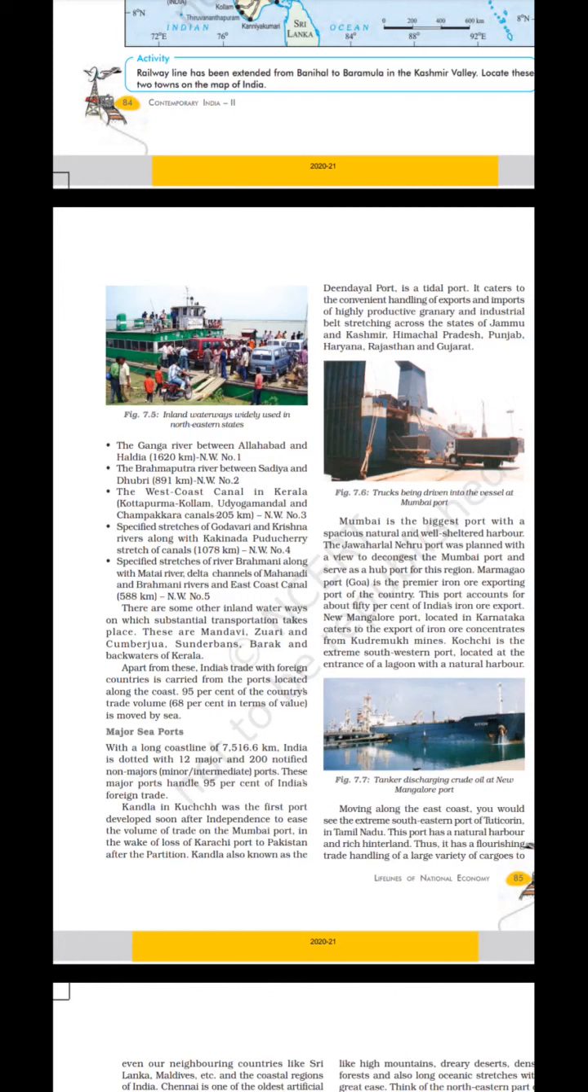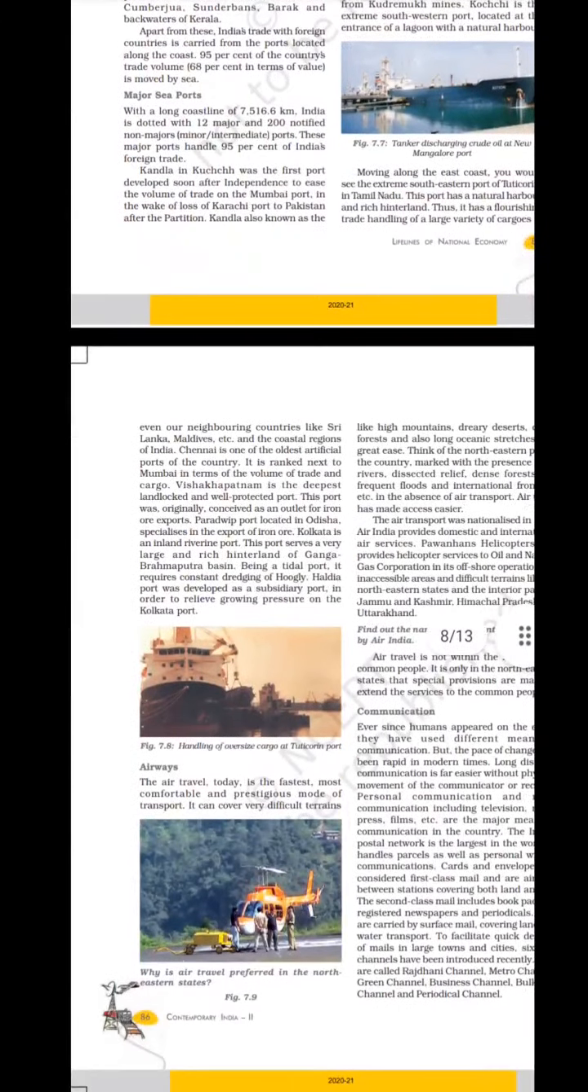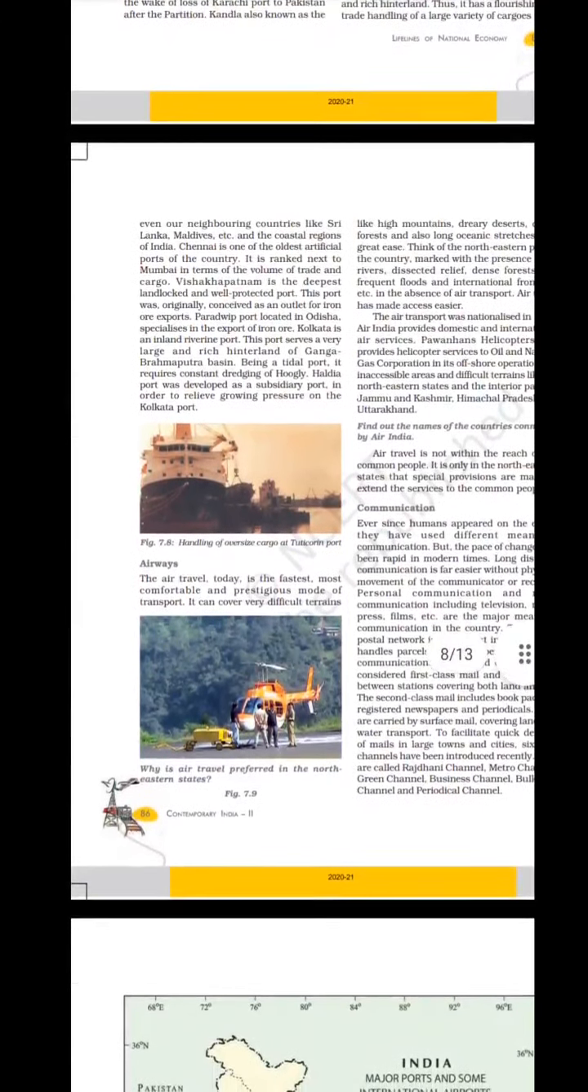Kochi is the extreme southwestern port located at the entrance of a lagoon with the natural harbour. Moving along the east coast, you would see the extreme southeastern port of Tuticorin in Tamil Nadu. This port has a natural harbour and rich hinterland. Thus, it has a flourishing trade handling a large variety of cargoes to even our neighbouring countries like Sri Lanka, Maldives, etc.